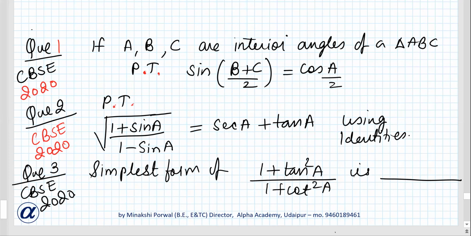Okay. So these are the questions of the recent examination. These were asked in the board examination 2020. So everybody should solve and show these questions now.